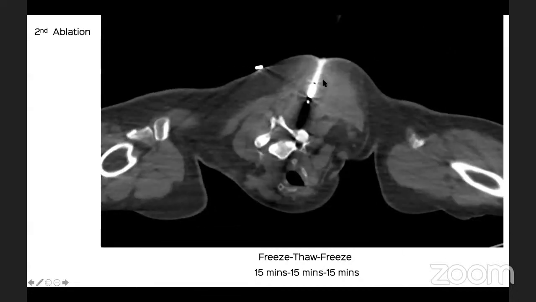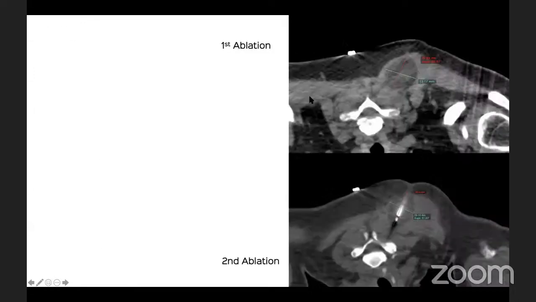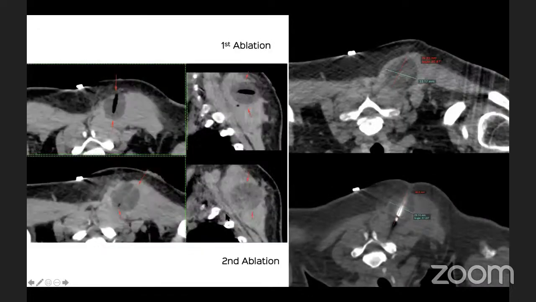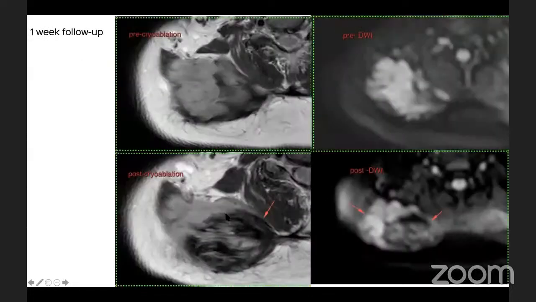And then we did a second one. And again, you can see this hypodense ice ball around the electrode. So this was the first ablation. That was the second ablation. That's what it all looks like. Then the patient came back a week later. We called the patient for a follow-up.